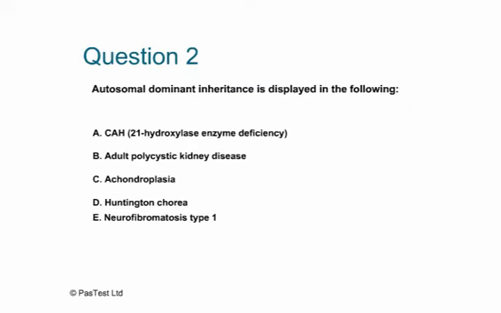Let's try question number 2 then. This asks about autosomal dominant inheritance. Which of these conditions shows autosomal dominant inheritance? Write down your answer now.